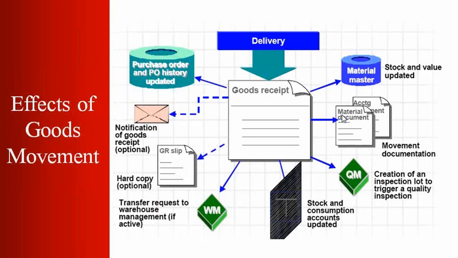Material document will be created, and from the material document, accounting document will be created. Stock consumption accounts, all the finance accounts will be updated. If your system is connected to warehouse management and quality management, they will be updated as well. Purchase order history will be updated. I'll show you the purchase order history here.